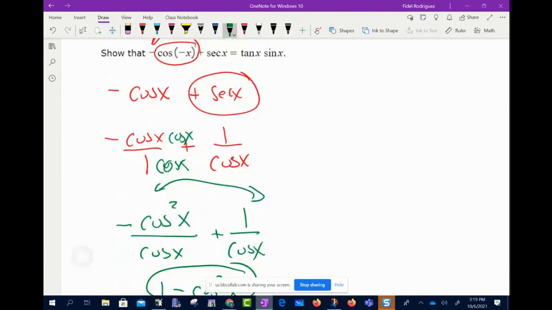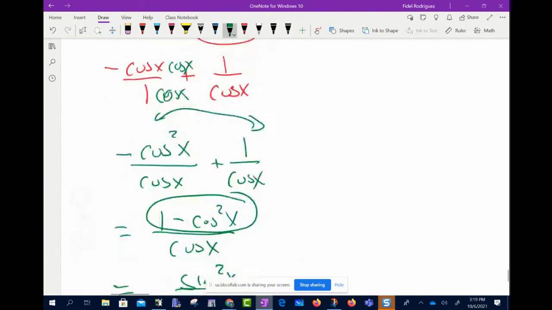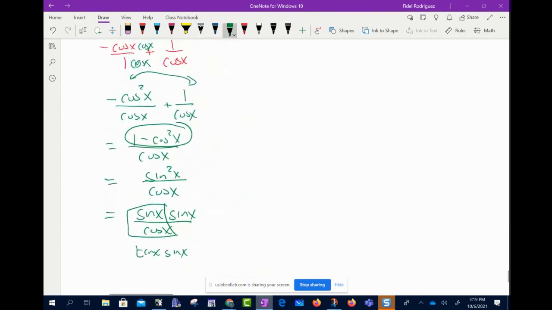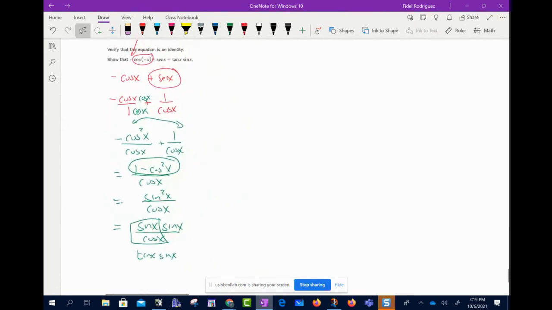And what are we trying to get to? We're trying to get to a tangent and a, do y'all agree that this piece right here is, and there's our tangent x sine x, right? Okay, so look what we're going to do. I'm going to look at exactly what we have here.